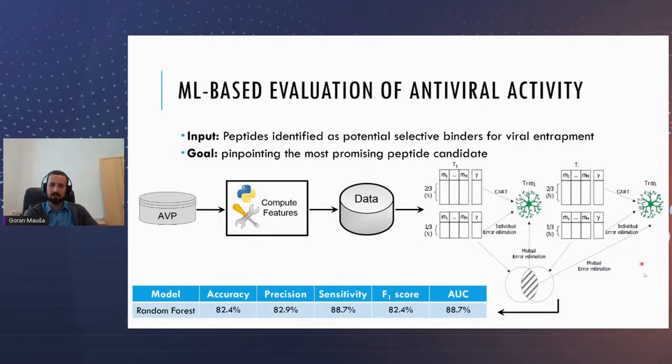We also started working on machine learning-based evaluation of antiviral activity. We collected 600 positive and 600 negative instances of antiviral peptides. We used a package written in Python to extract physicochemical features like size, mass, charge, instability index, and similar. Then we used, for example, a random forest algorithm to predict whether a peptide is antiviral or not. And we got pretty good results using only 17 features.